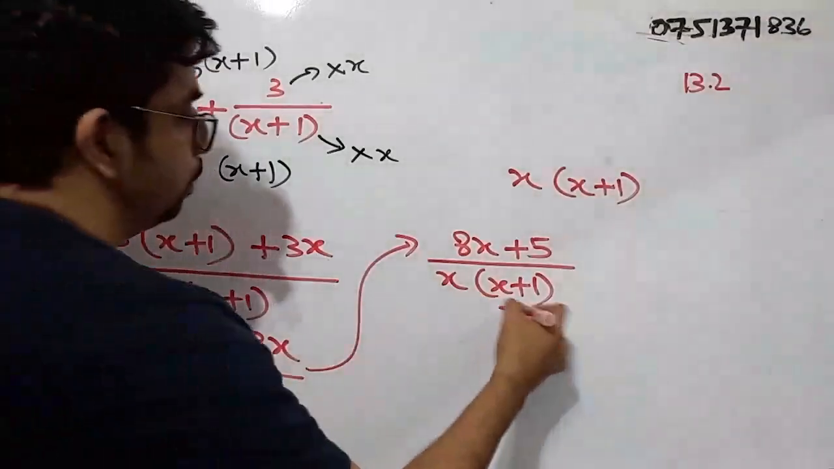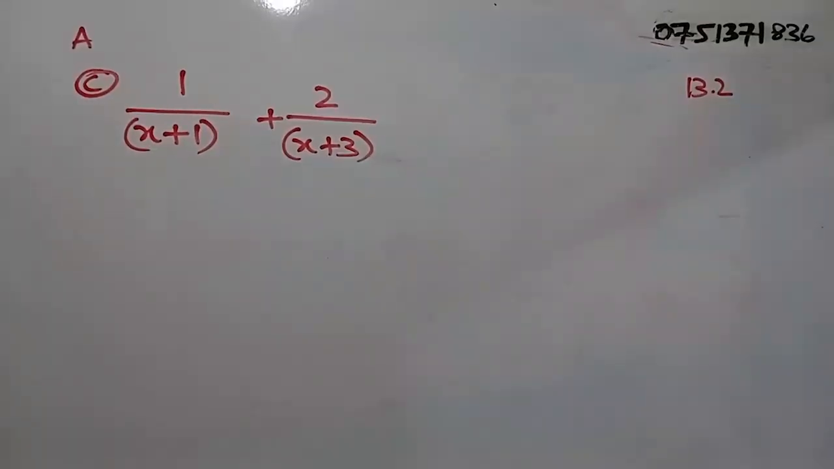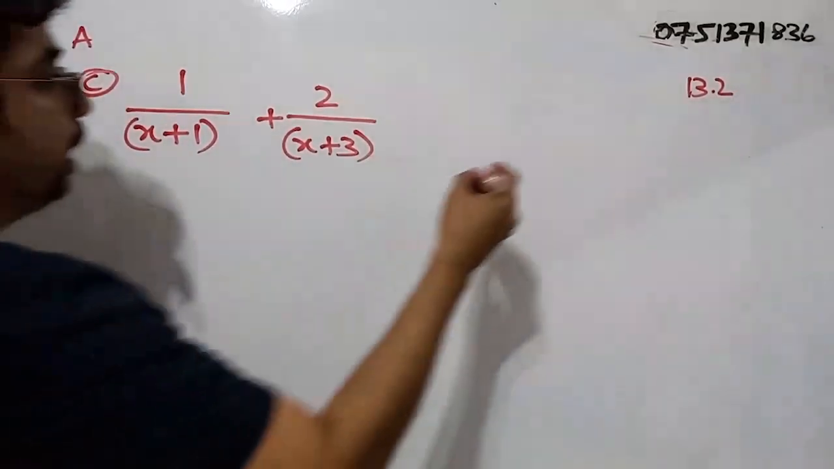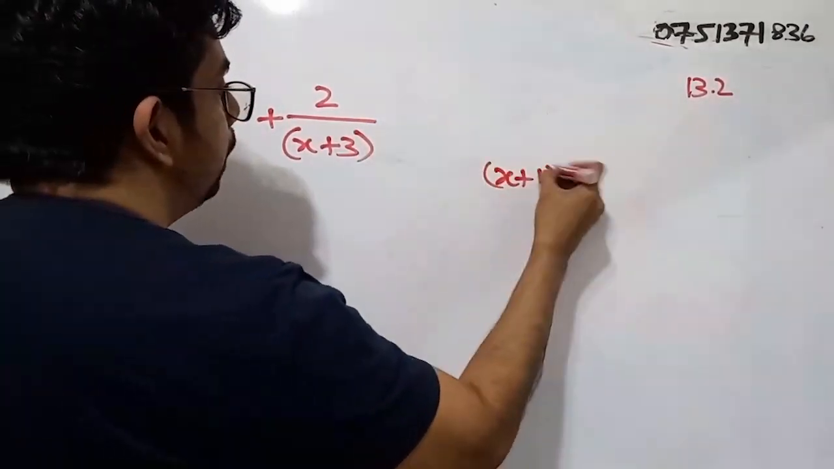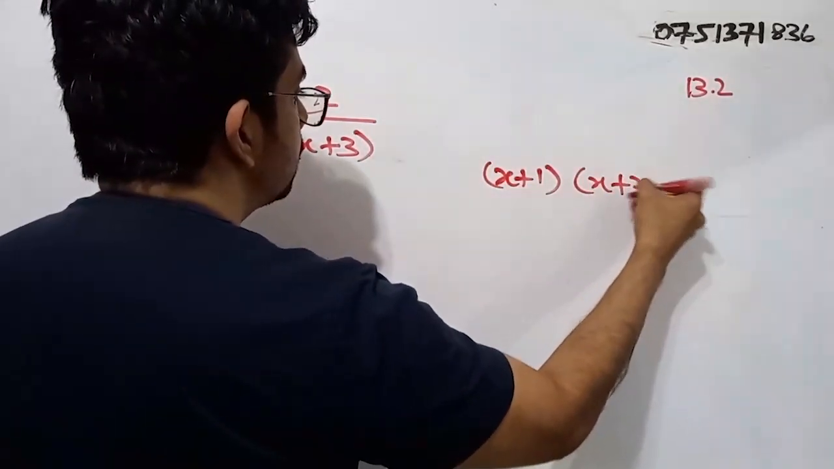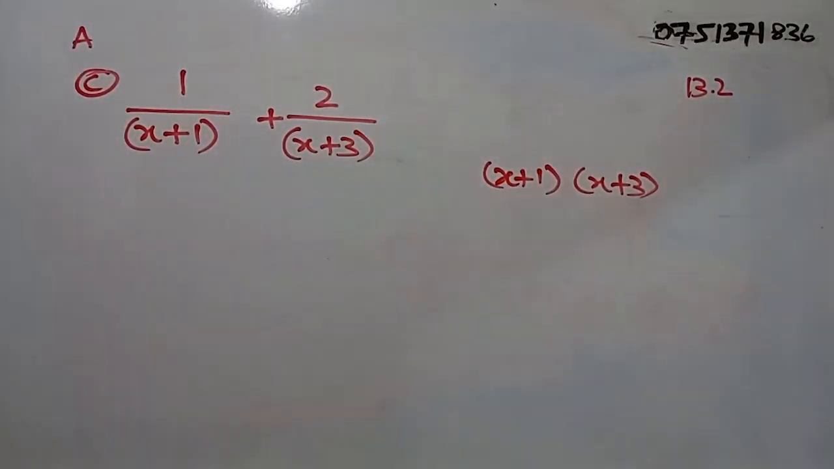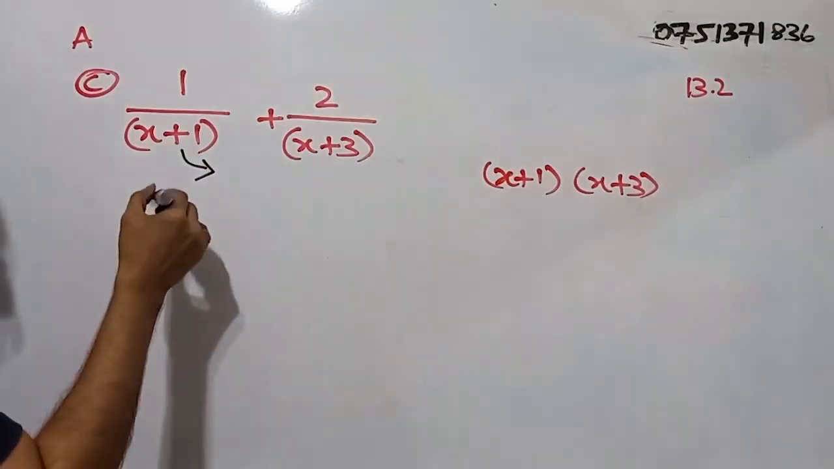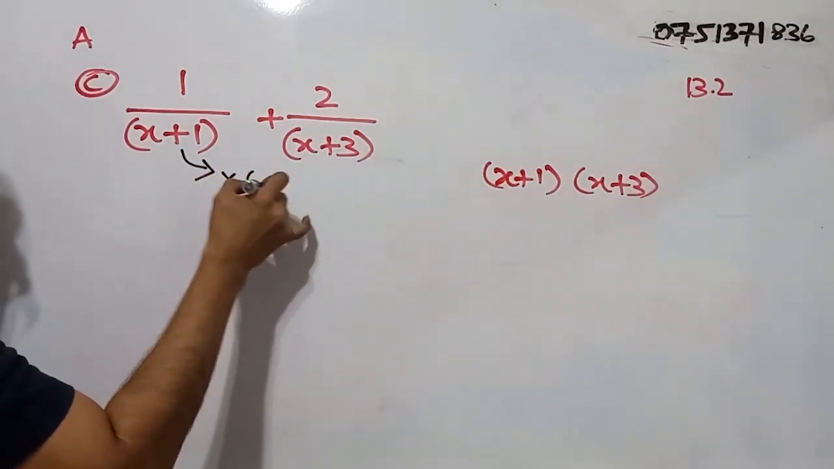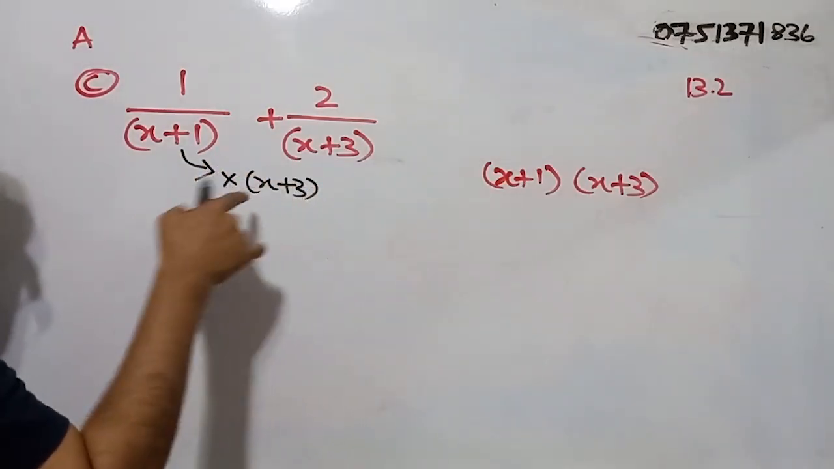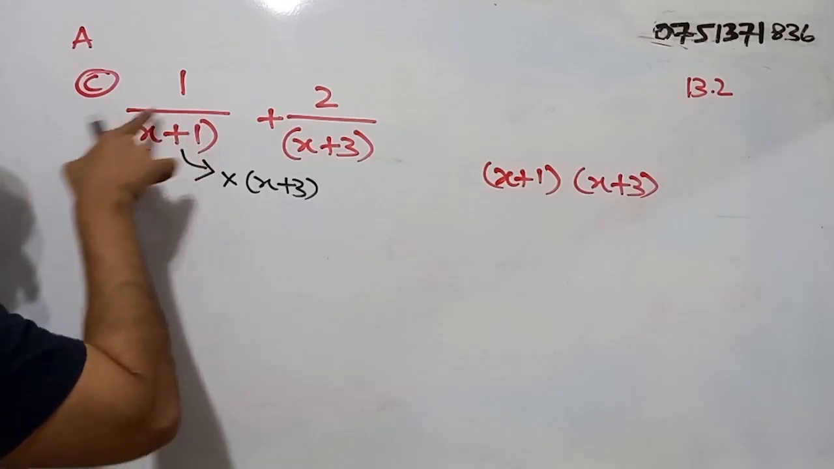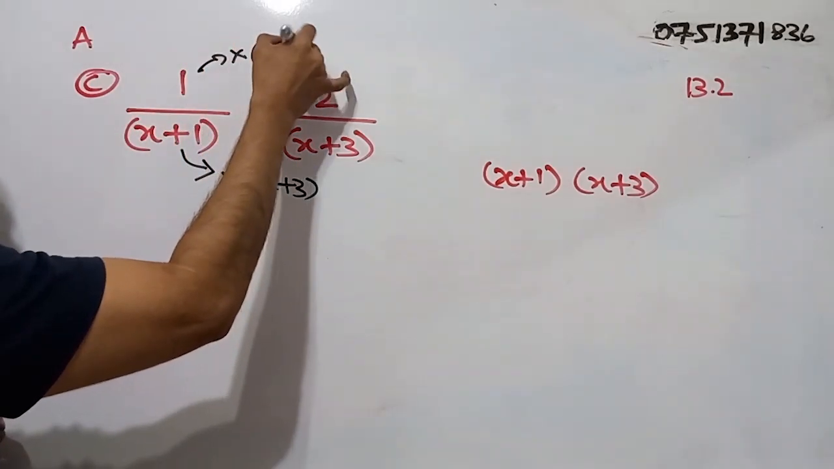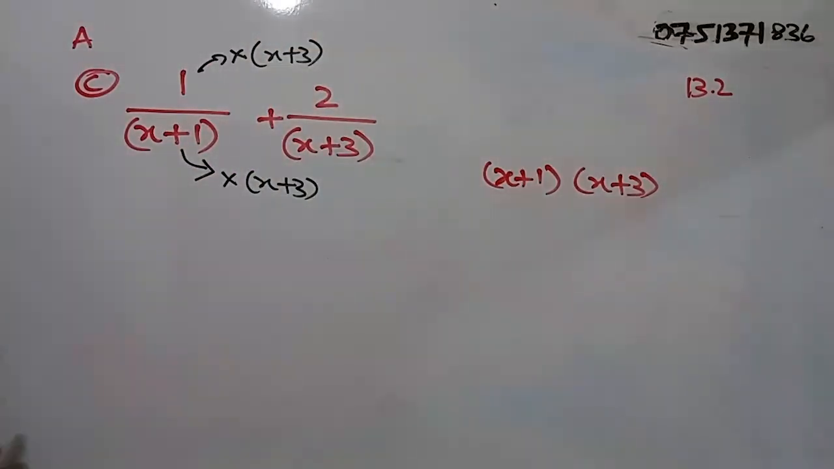So this will be the answer. Okay, next one. So here what will be the LCM? So it will be x plus 1 into x plus 3. Okay. So that means take the first fraction. So this one we need to multiply by what? We need to multiply by x plus 3. So since we are multiplying the denominator by x plus 3, we need to multiply the numerator by x plus 3 as well.